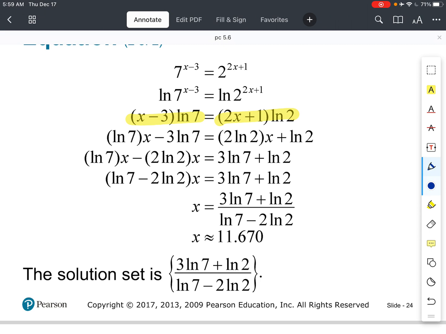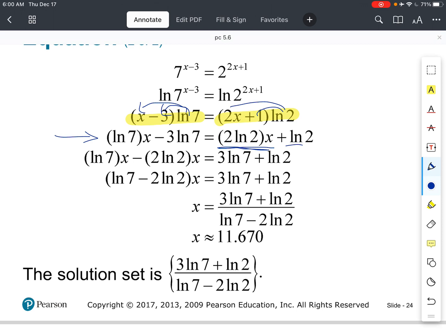Okay, so from here, if I distribute it out, take the natural log of 7 times x, and the natural log of 7 times negative 3. This is just the distributed portion of this. I can also do it on this one, so I have the natural log of 2 times 2x. In this same step, they pulled the x to the outside, and then the natural log of 2 times 1. The reason they pulled the x out here is because eventually we're going to pull it out of everything. They just kind of skipped a step there, which I don't love.